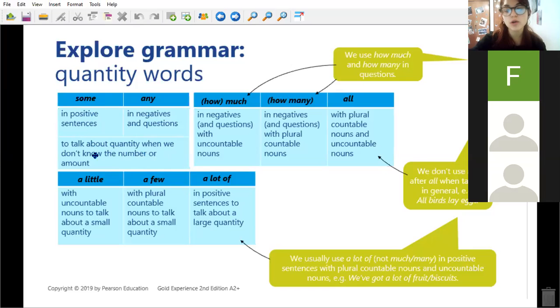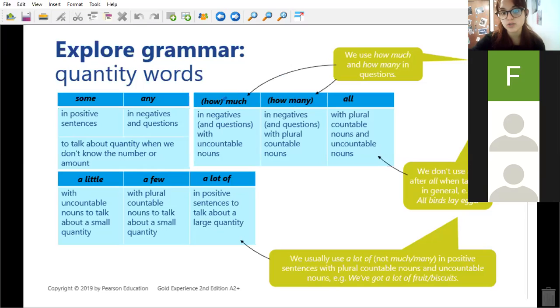That we do not know the amount or number. So, some and any can be used both with countable and uncountable nouns, right? Because we're not sure about the amount. The difference is that some is used with positive sentences and any with negatives or questions. Now, we move on to this one here. We have first, how much and how many.